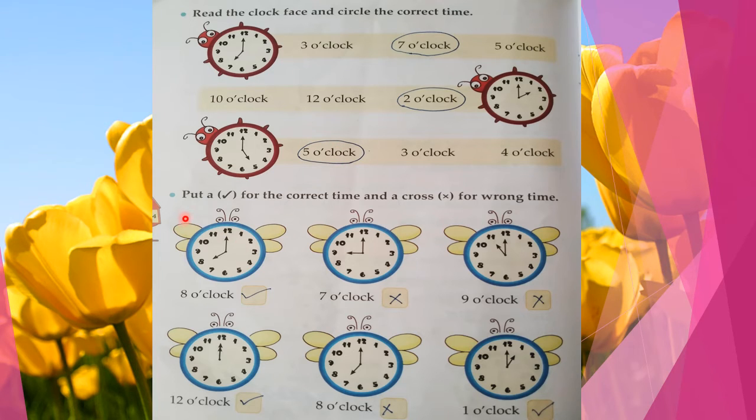Next question. Put a tick for the correct timing and a cross for the wrong timing. Okay. Class, here there are some clocks. You have to see the timing and then put right or wrong according to the timing. Just like the first clock, the shorter hand points to 8 and the longer hand to 12. So it's 8 o'clock. So here 8 o'clock. Right? The timing is right according to the clock.